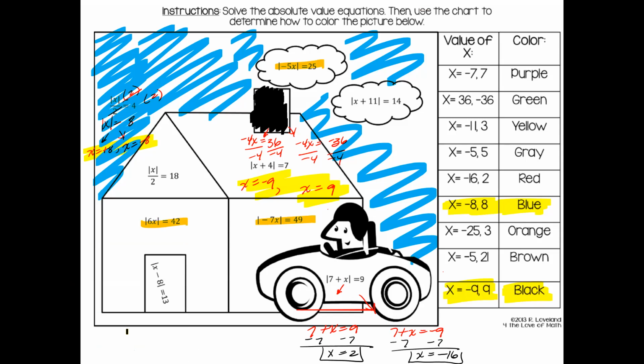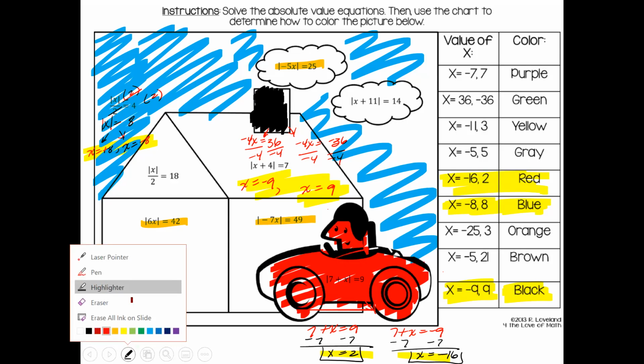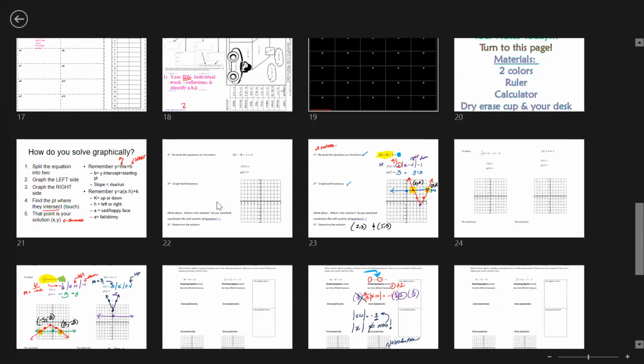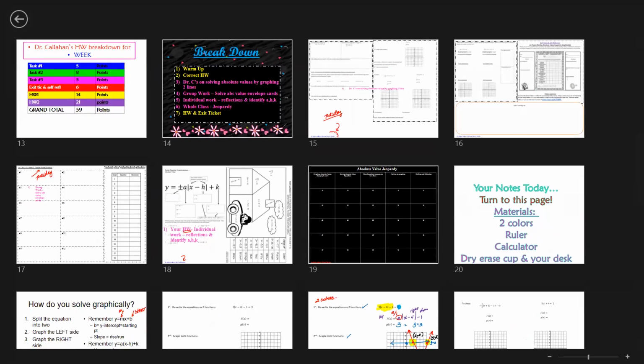So now that I found these two answers, take a look on the right side. You're looking for 2 and negative 16. So we're going to color that red. We're just going to color this part red. I'll color the person red too. All right, you guys, now that we have completed this one, go ahead and work on questions like this one here, because they're very similar to that. All right, let's take a look at the next task that we have.